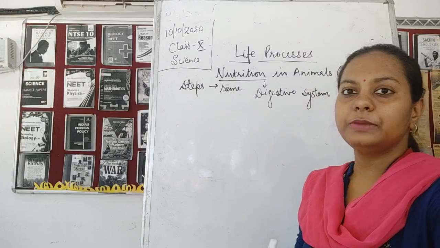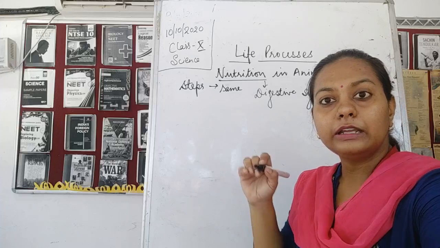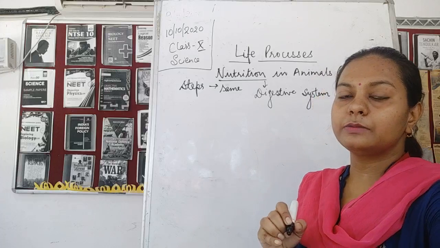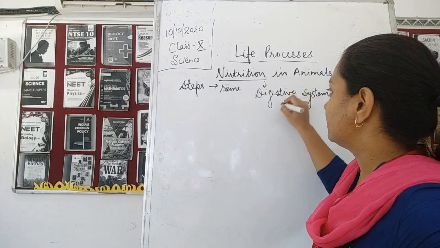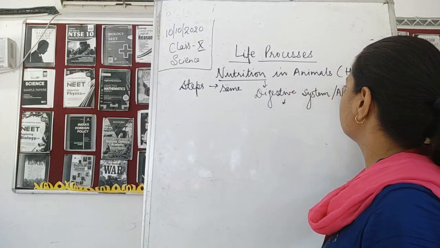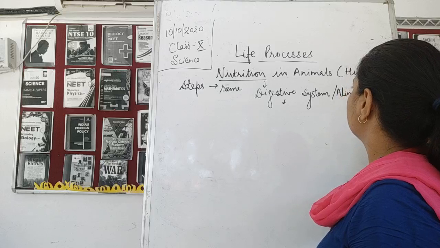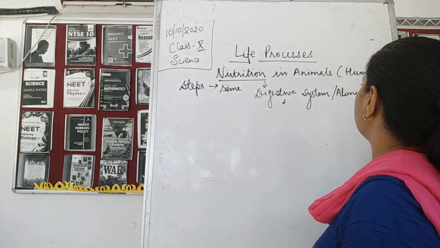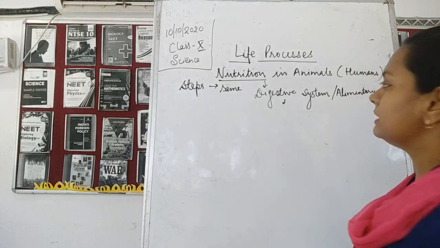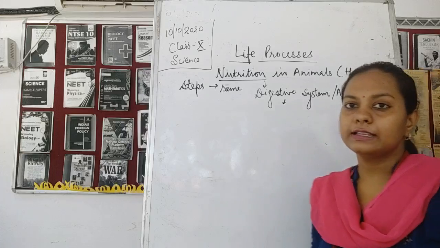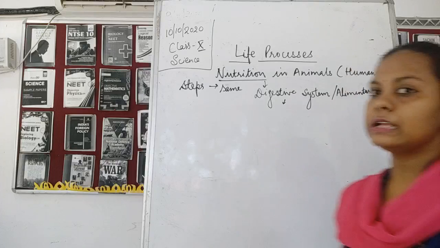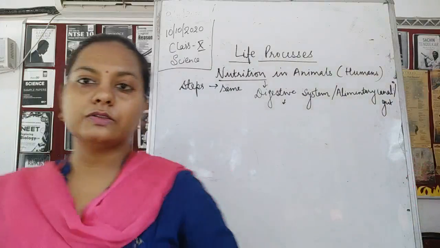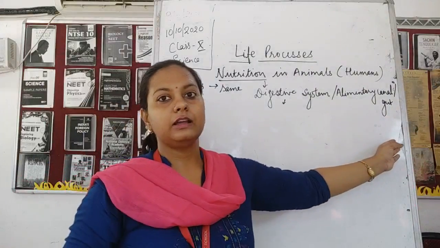Okay, so this is the digestive system, and in human beings this digestive system is also known as the alimentary canal, or it is also known as the gut. So these are the three names of the digestive system: the digestive system, the alimentary canal, and the gut.